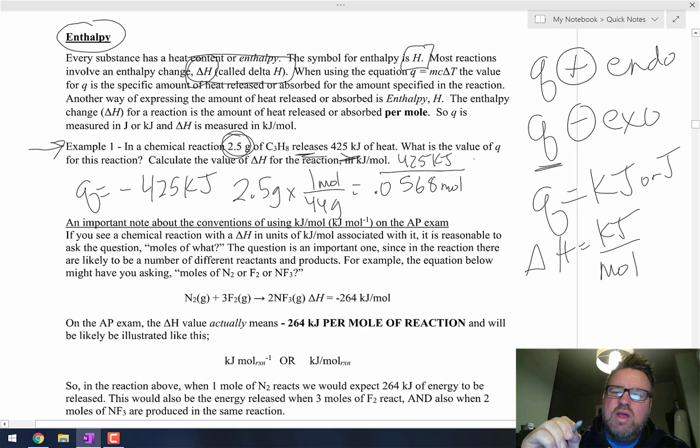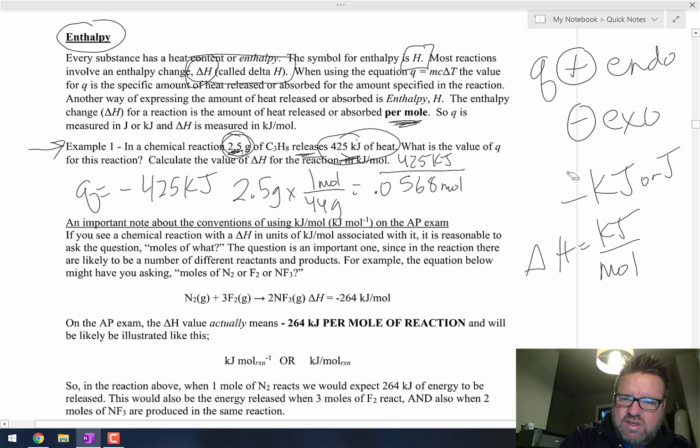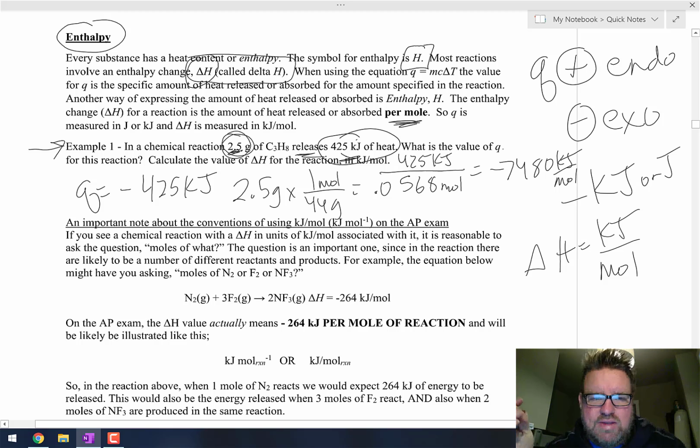Now I'm going to take my 425 kilojoules and divide by that, because remember, enthalpy is the amount of heat released or absorbed per mole. If this releases this much heat and that's all the propane that you used, that's not very much propane. So if you were to use a mole of propane, we take 425 and divide by that answer, and that equals 7,480 kilojoules per mole. Again, we're still going to have a negative there because it's releasing heat.